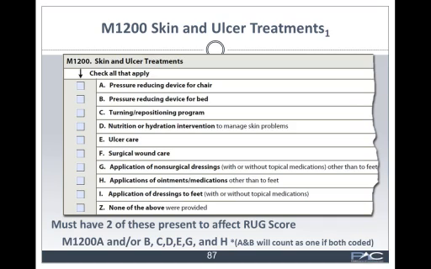If you do code a pressure-reducing device for chair or bed together, just note that's only going to count as one area. As far as the RUG calculator, it's not going to allow those two to be 2 separate skin treatments. And as I mentioned, you do need 2 separate skin treatments to track this information. Turning and repositioning programs, you want to make sure it's a true program. Right, and then we've got nutrition and hydration interventions.